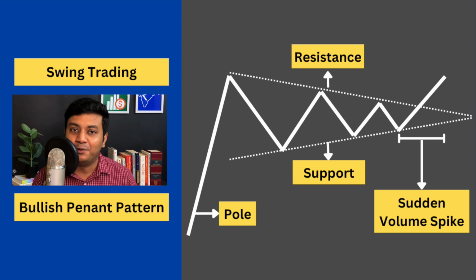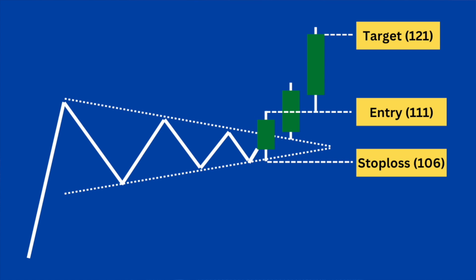This is when the bullish pennant pattern is confirmed. Let's understand with the help of an example. In the chart on your screen, we can clearly see that a bullish pennant pattern is forming. Now, pay close attention as we are going to look at the entry, the stop loss and the target price.